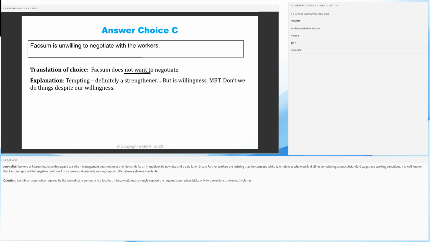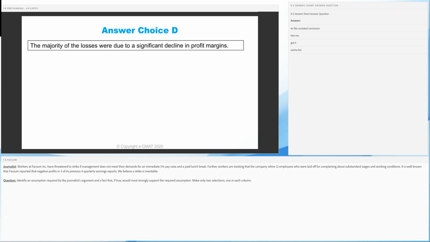Now it's a strengthener for my conclusion. If you say Faxum's unwilling to negotiate, I believe it increases my belief in the conclusion that the strike is inevitable, but it's not a must be true. All right. Because why? Because we do things despite our willingness. So it's not an assumption. Now, does it strengthen an assumption? Probably not. Probably let's keep that as a strengthener, but definitely not an assumption.